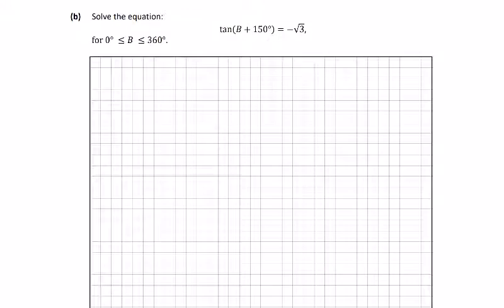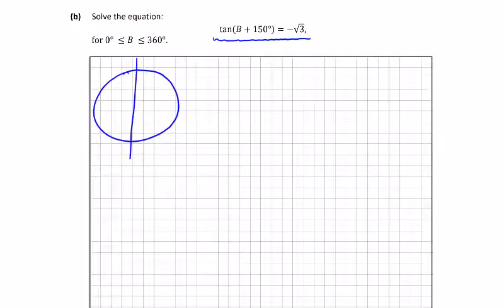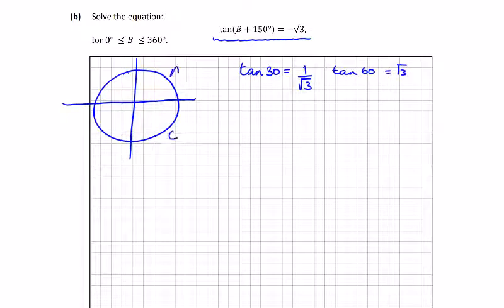Part B of this question, solve the equation. Tan of b plus 150 is equal to minus root 3. Okay, so good knowledge of the unit circle rewards those in this question. So we know that the tan of 30 is equal to 1 over root 3. These are the things that jump out at you, which will remind you that the tan of 60 is equal to root 3. So based on CAST, when is tan negative?